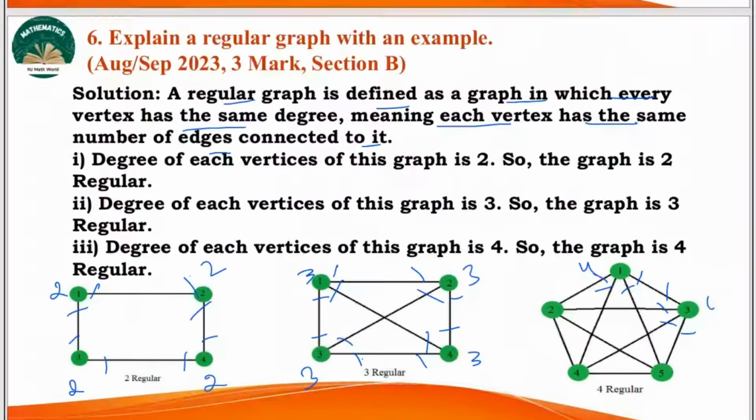1 2 3 4, 1 2 3 4, 1 2 3 4, 1 2 3 4. So all the vertices have 4 degrees, so it is called 4 regular. So what is meant by regular? Regular is nothing but the graph which has the same degree for all the vertices.